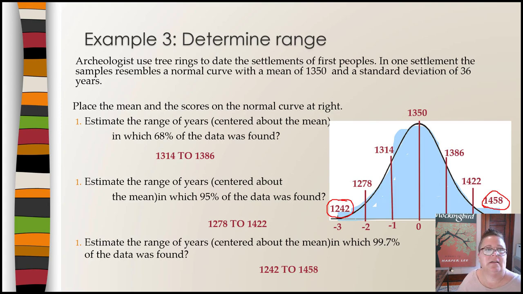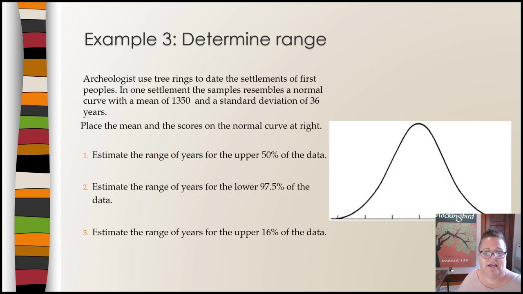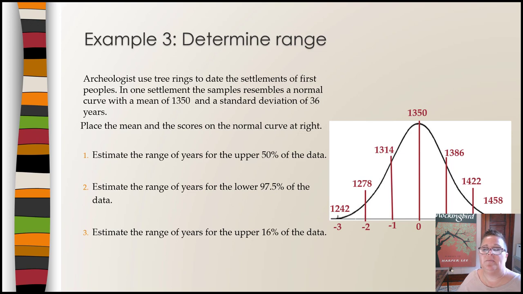All right, moving along. Our next slide is the same again. Same set of data, just a little bit different questions. The first question says, estimate the range of years for the upper 50% of data. Well, the upper 50% of data is going to start at the mean, which is 1350, and it's going to keep going past 3 standard deviations.